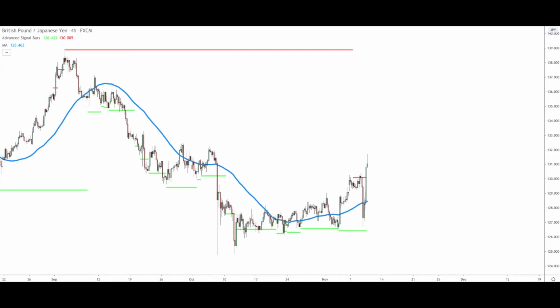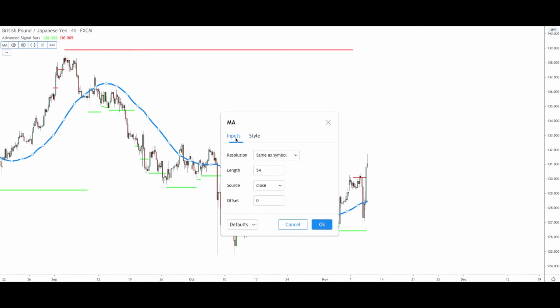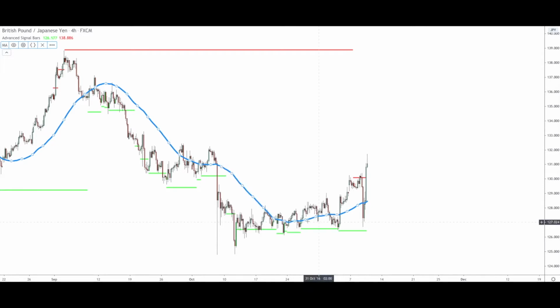Today we are looking at the British pound Japanese yen on the 4-hour time frame, and as you can see, I'm just using two indicators. The first one is the advanced signal bars, which I'm going to discuss soon, and the second one is just a regular moving average. I set the moving average to a length of 54, which is a pretty smooth moving average.